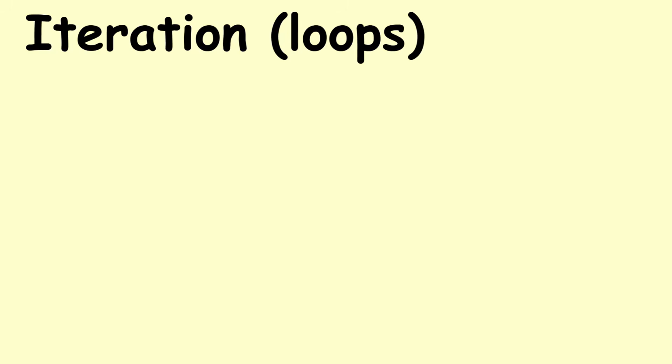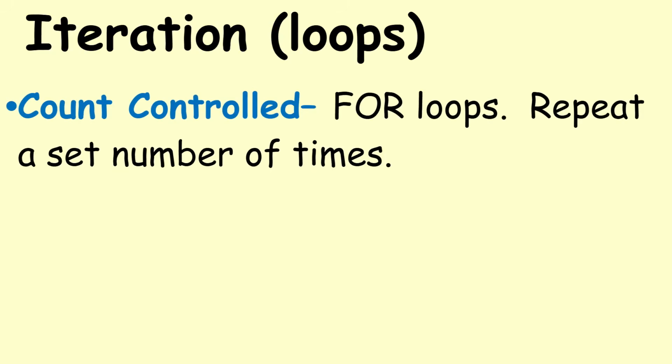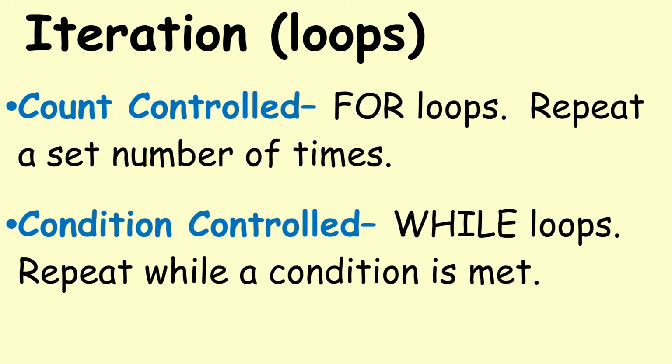In terms of our loops, which we mentioned just now, we've got the two types. Count controlled loops will be for loops, and they repeat a set number of times. They're really useful if you know how many times you need something to repeat. A condition controlled loop is a while loop, or sometimes a do until loop, and it will repeat while a condition is met. They are used when you don't know how many times it's going to need to repeat, because that is dependent on another factor.